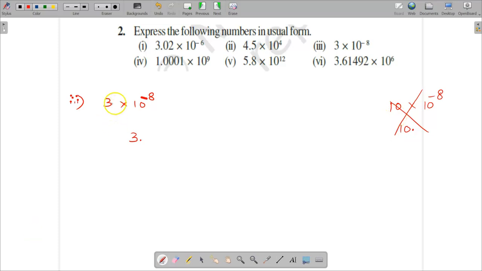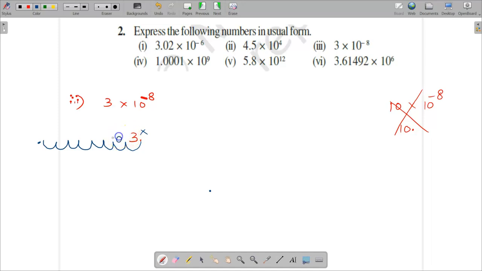So here for 3, I have to consider the decimal point, and then this decimal point I have to move to the left side. How many times? 8 times. Why? Because the power is minus 8, so it will become a smaller number. So move the decimal point 8 times to the left side. When we move like this, 1, 2, 3, 4, 5, 6, 7, 8 times we are moving, and then the decimal point will come here. So we need to discard the decimal point here.